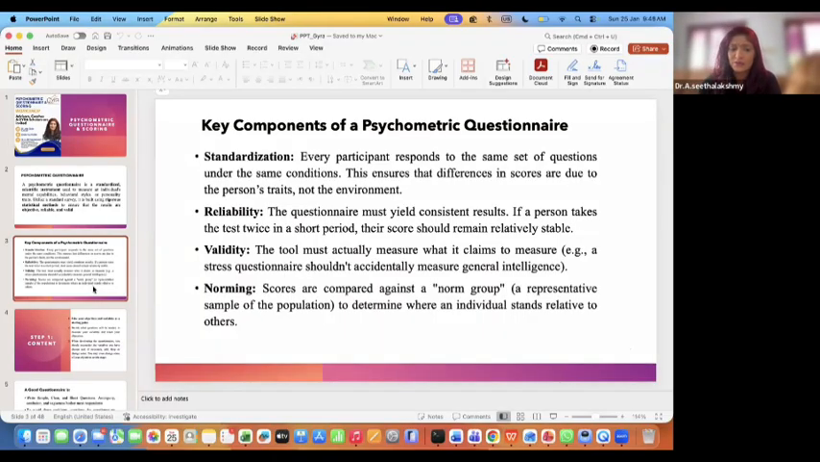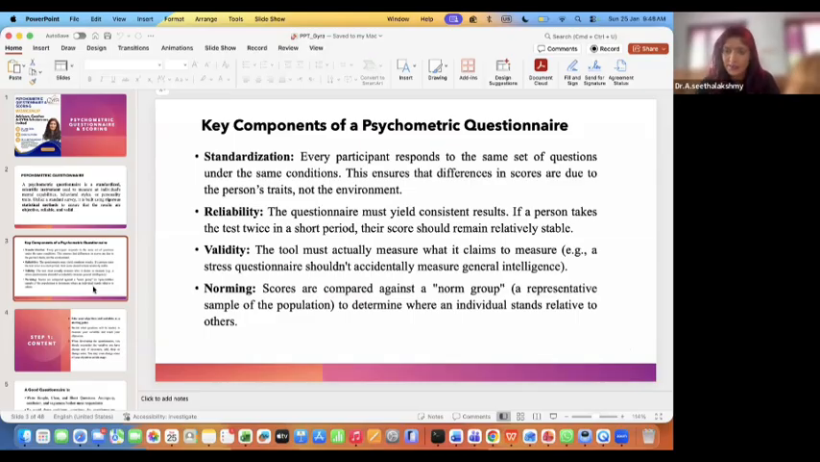And also how to form a norm, how to do a standardization, especially when we are using these questions. Even though it is just questions that we ask to get the result from the respondents, that has to follow certain norms as per the respondents that we choose. So these are the key components of any psychometric questionnaire that we develop.